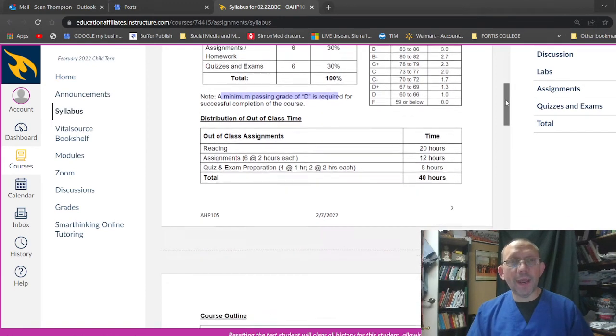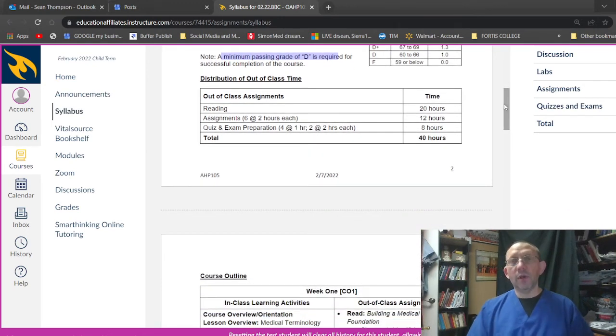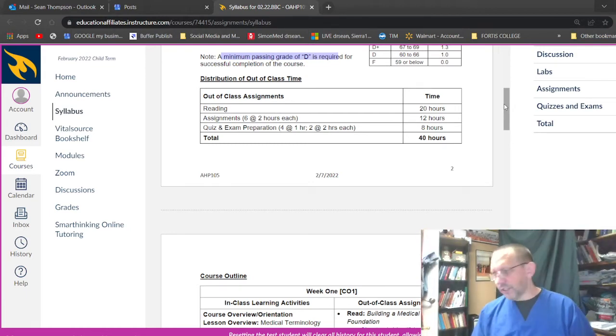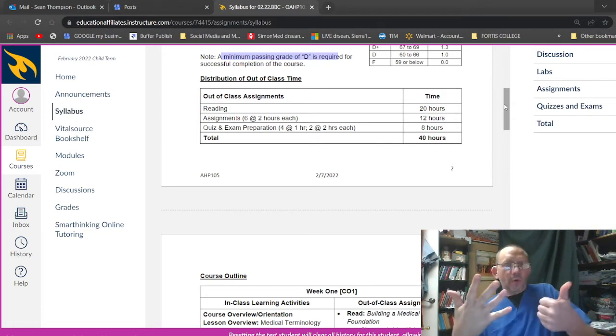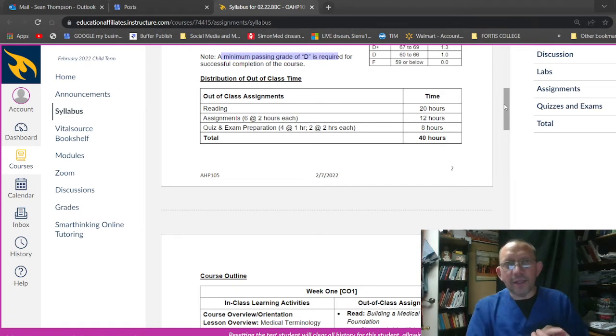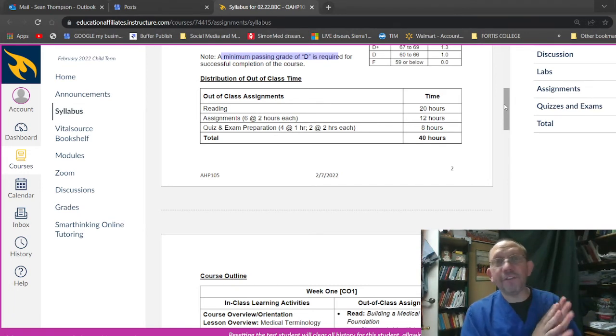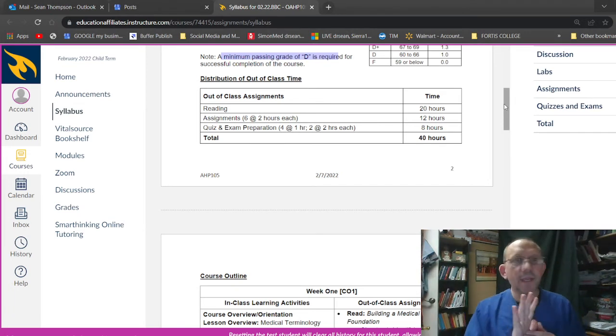Reading is about 20 hours over the 6 weeks. So what does that mean? Reading about 20 hours over 6 weeks, that's about 3 hours a week, right? 3, 6, 9, 12, 18, 21. So 3 hours a week is not bad. That means that you're looking at like 15 minutes a day. 15 minutes a day with reading, and you should be golden with this class.